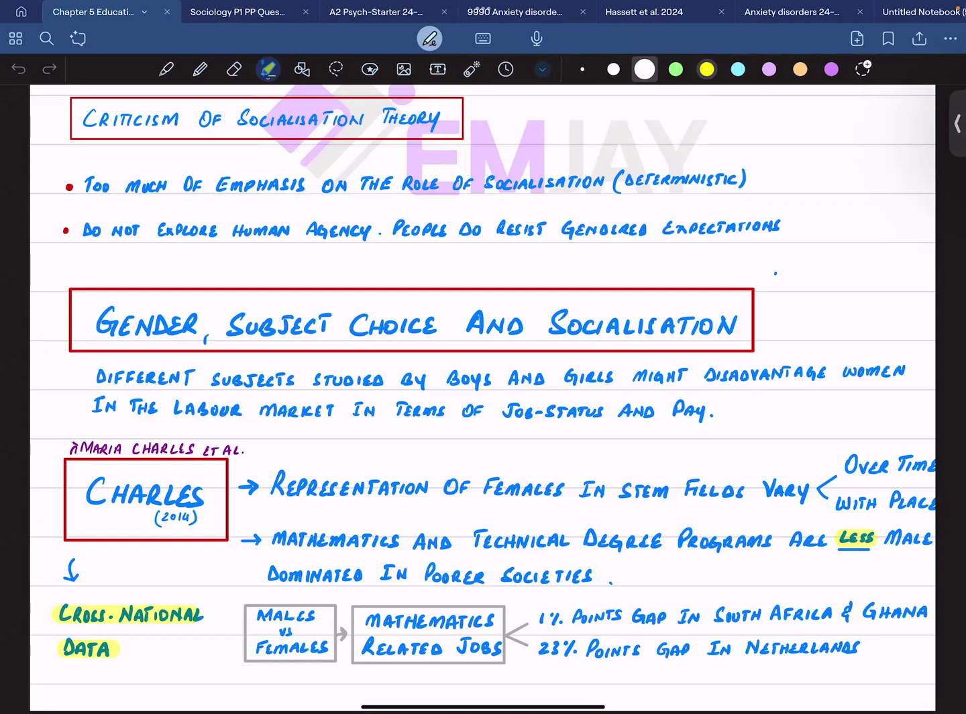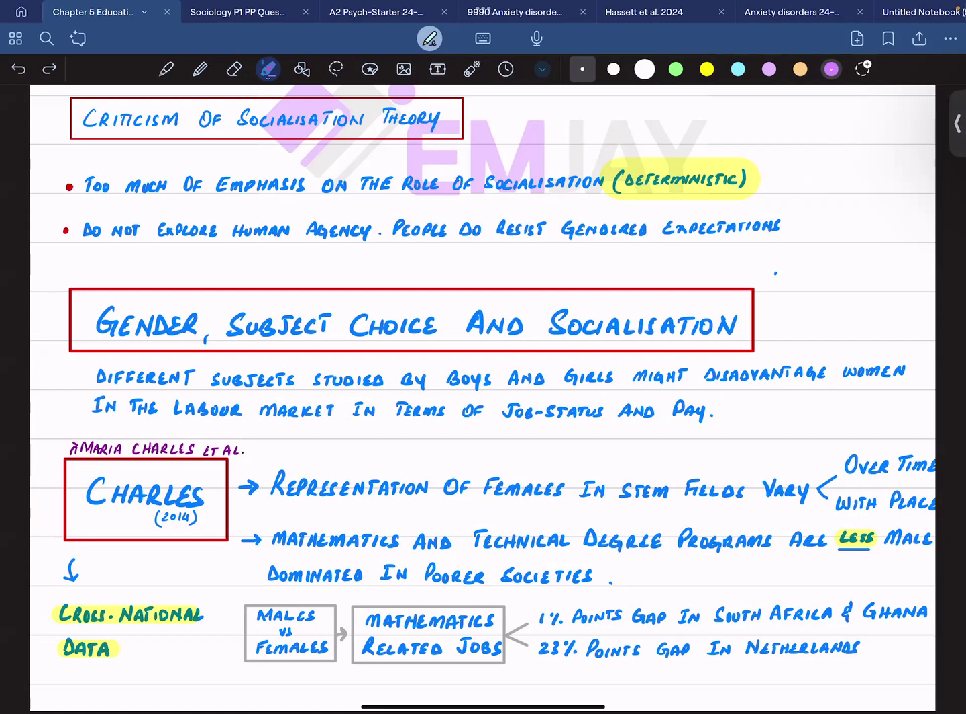So if we talk about the criticism of the socialization theory, number one, it lays a bit too much of an emphasis on the role of socialization. Fine, socialization is important, but is it that important is a question. Now, this entire idea of socialization playing its role in affecting, if I go a little softer here, the education attainment of pupils looks like a very deterministic theory.